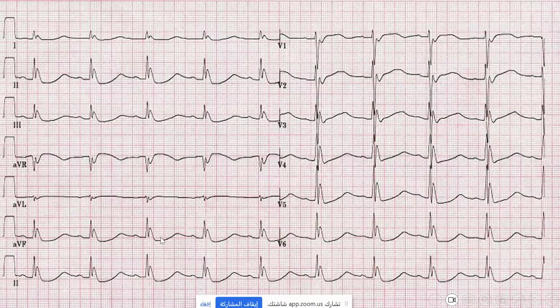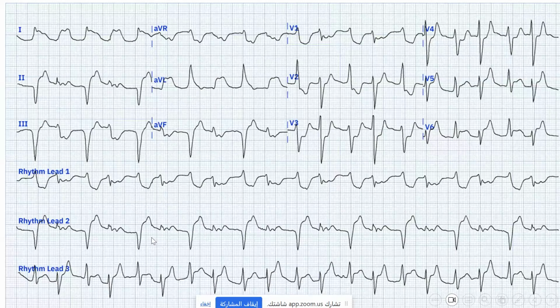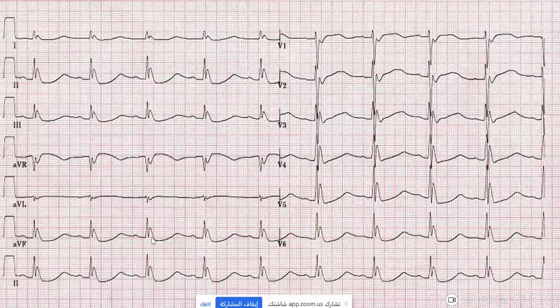Excellent. And you mentioned there is an abnormal, weird QRS complex. There is something here at the end of the QRS complex. What is this? This is a high J wave. Excellent. High J wave. What are the high J wave syndromes? You have a lot of differential diagnosis.